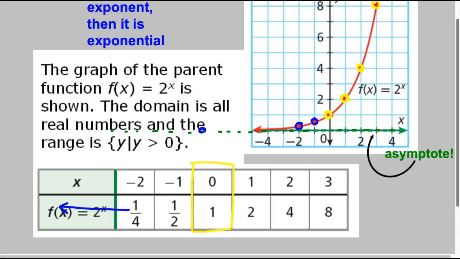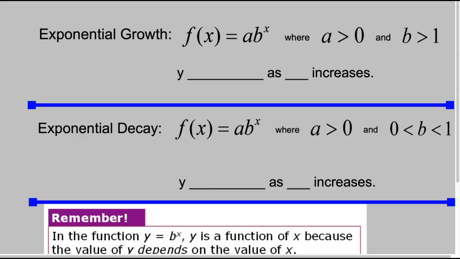You can't take something to a power and have it ever totally diminish. It's going to be 1 over some big number, so it won't ever actually be 0. So that's an asymptote. There's a horizontal asymptote in this scenario. All right, some lingo here.